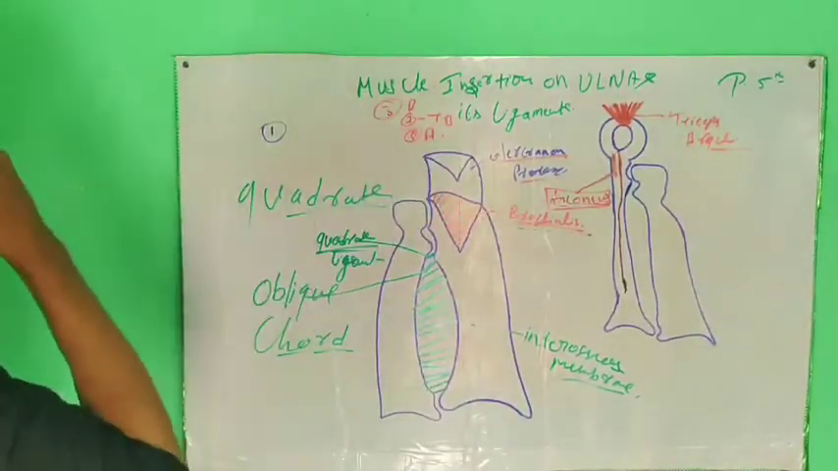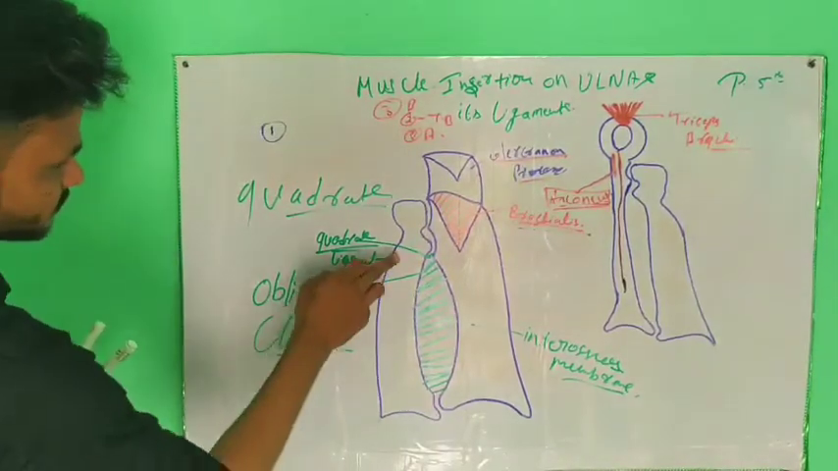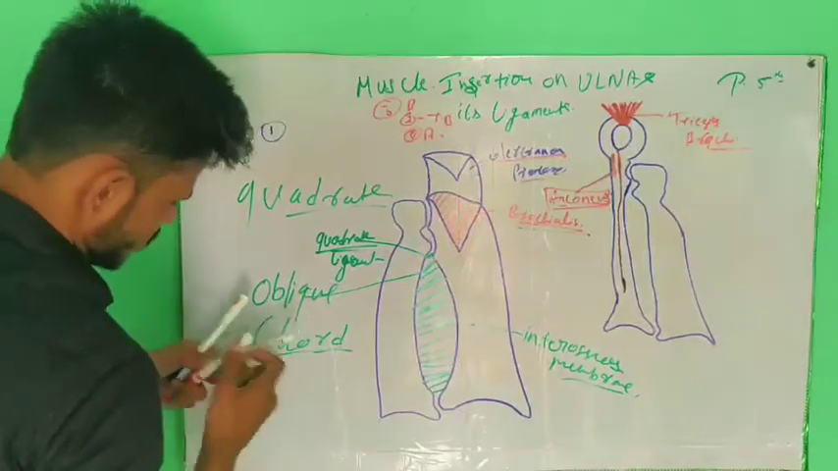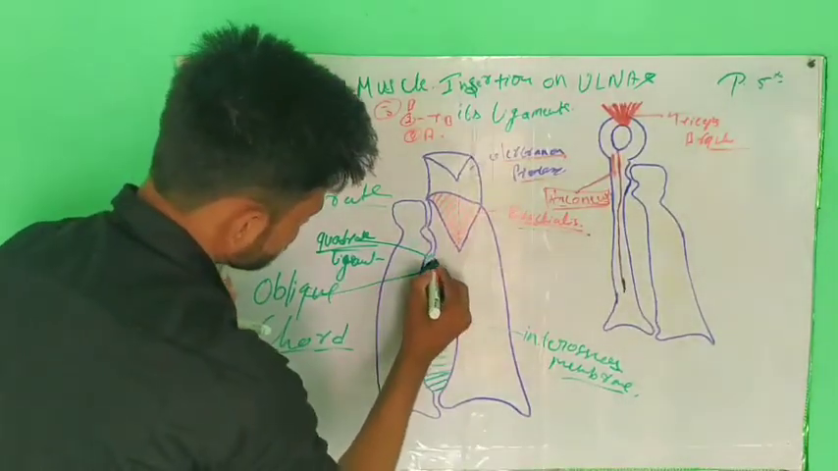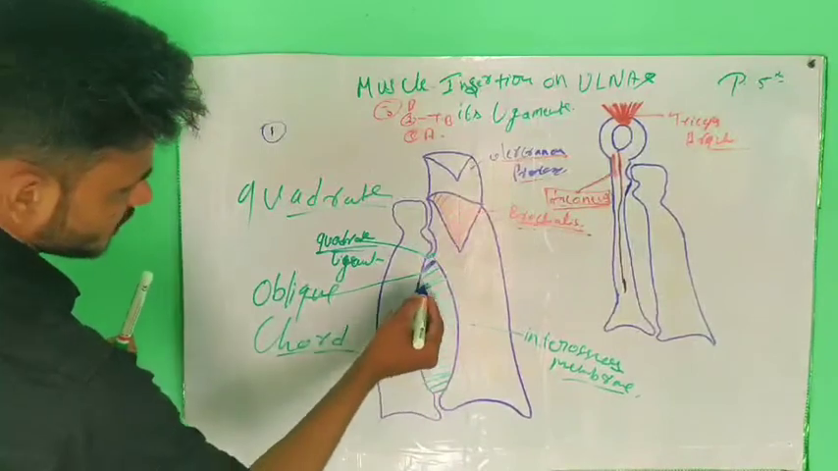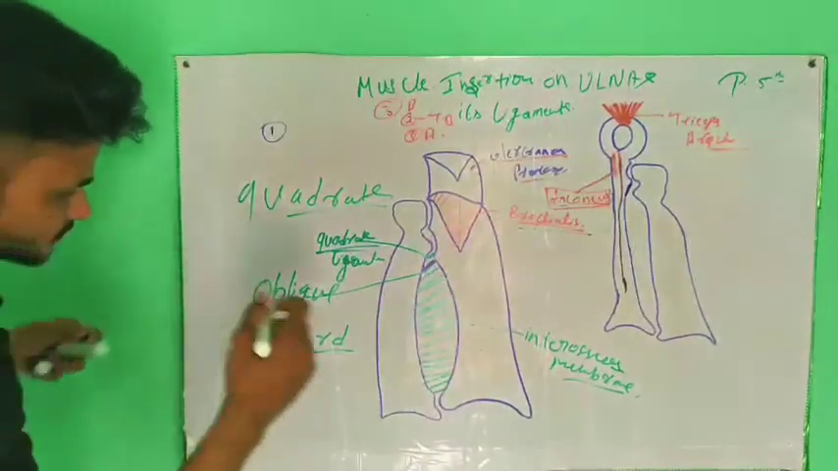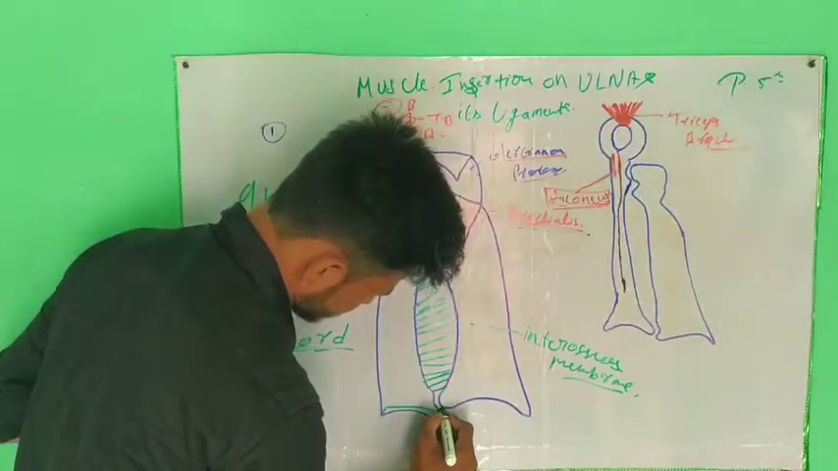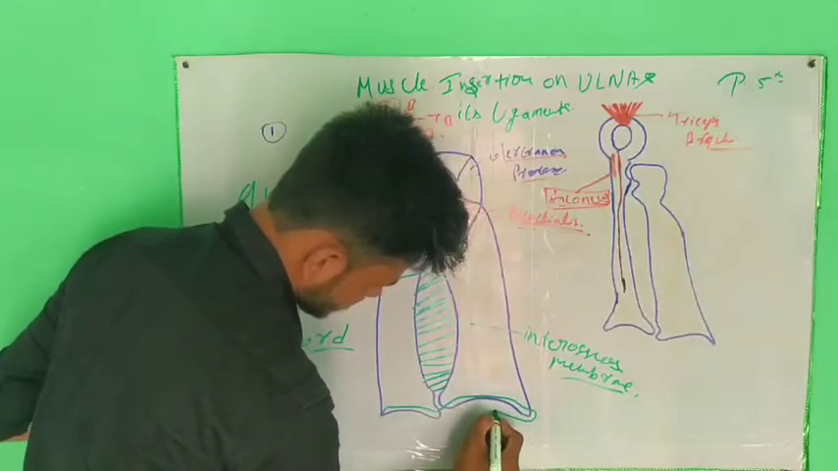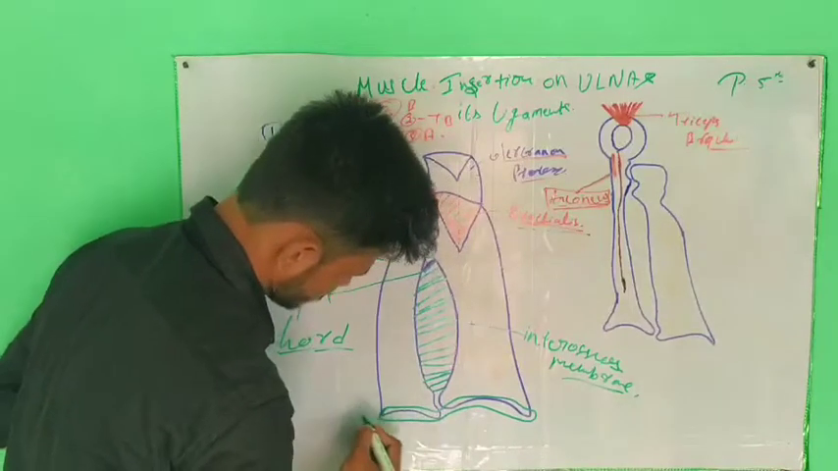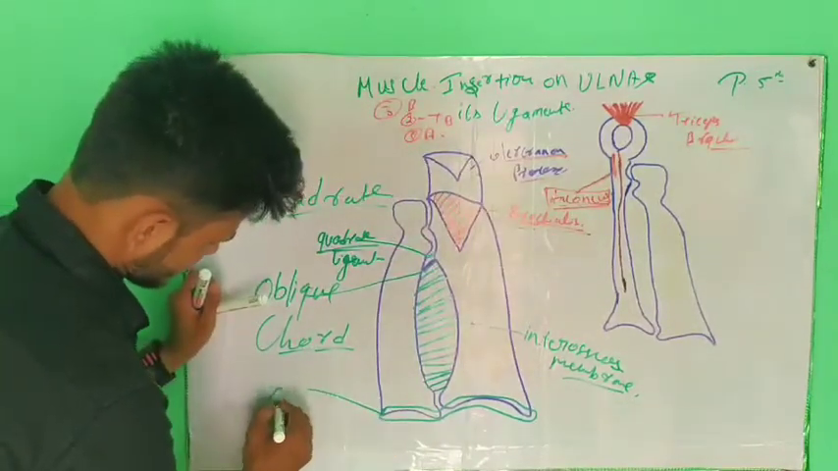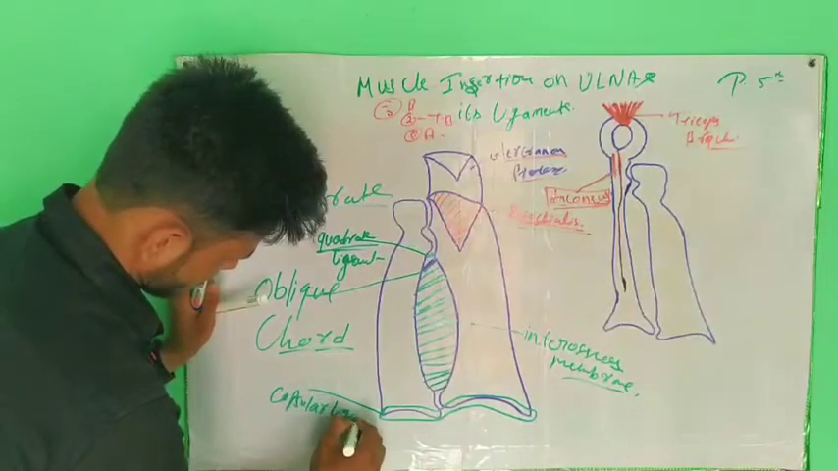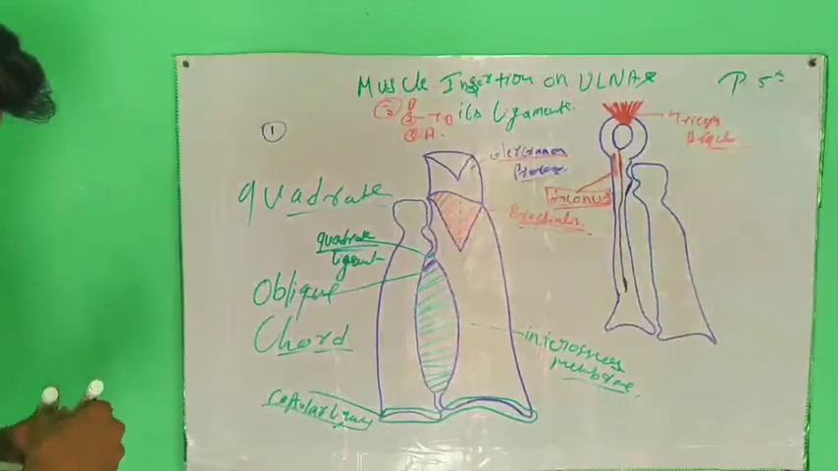Three muscles are inserted on the ulna, and the first ligament is the quadrate ligament. Below the quadrate ligament there is the oblique cord, and below the oblique cord there is the interosseous membrane. After the interosseous membrane there is a capsular ligament, which covers the bones. This is the capsular ligament.